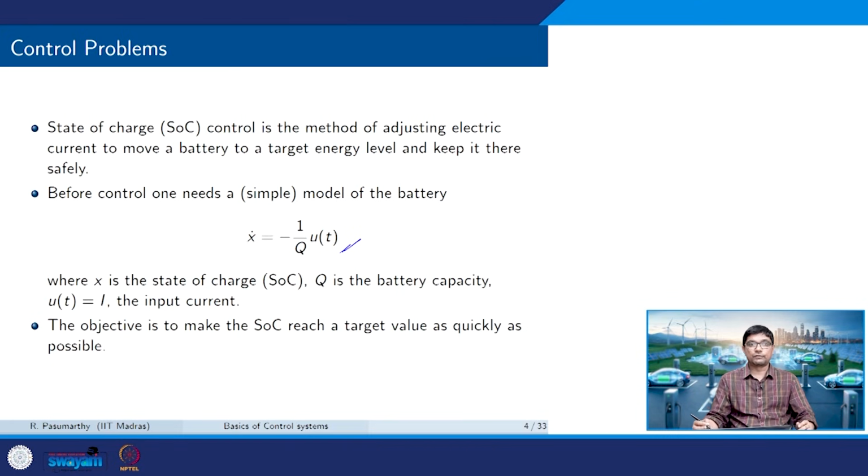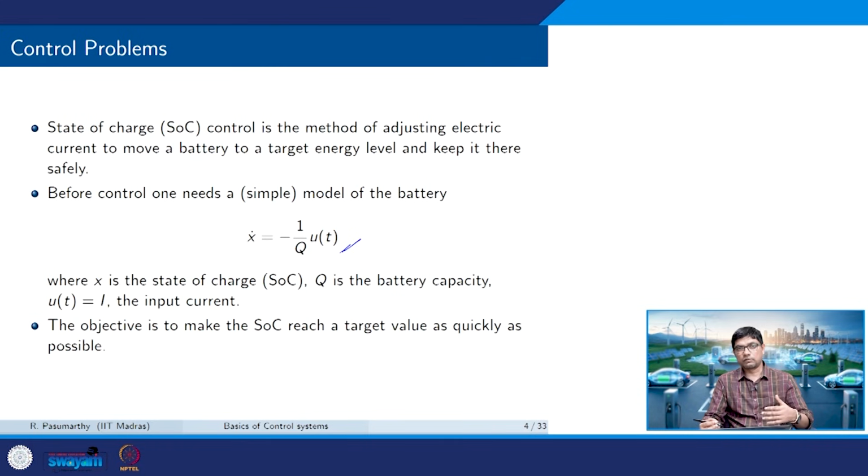And what is the objective? If I take a cell phone and plug in an energy source, the objective is to make my battery state reach a target value. In an ideal case, I just plug in my battery and want it to zoom from 0 to say 90% charge in maybe a fraction of a second. So, the objective here is to make the state of charge reach a target value as quickly as possible.